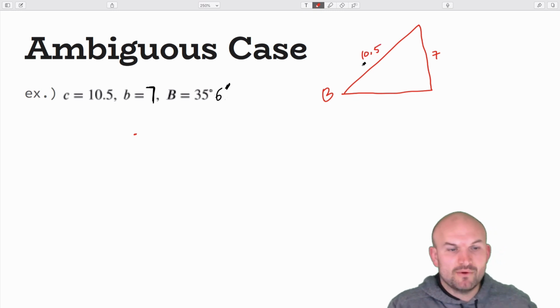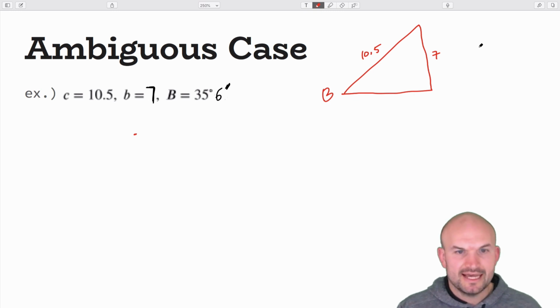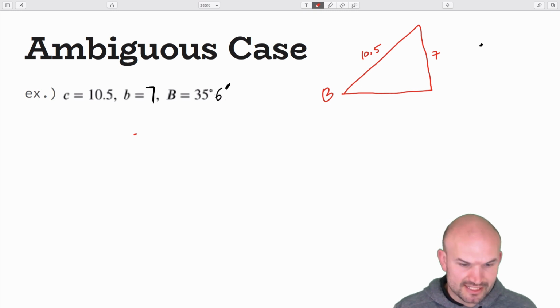All right. Now, again, if we didn't know this was the ambiguous case, we could always check out the height. And to do that, I would just do 10.5 times the sine of 35 degrees plus 6 minutes divided by 60.